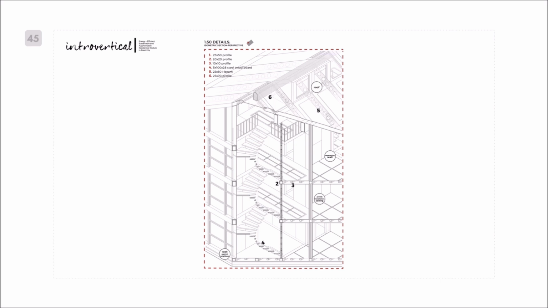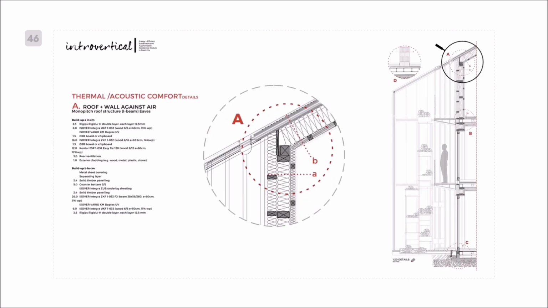46. Now it's time for details such as 120, 110. While showing the details, it might be a smart idea to show where the details belong with a second drawing on the right. Let's start with the roof plus wall against air detail, respectively.